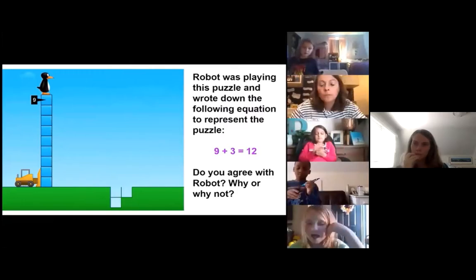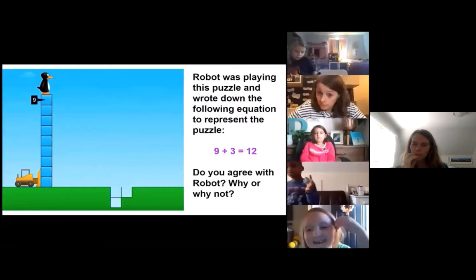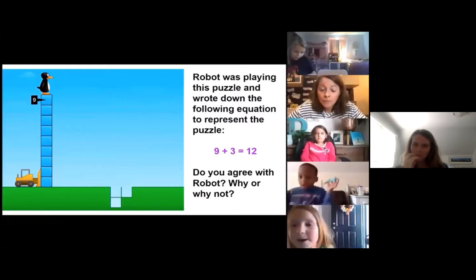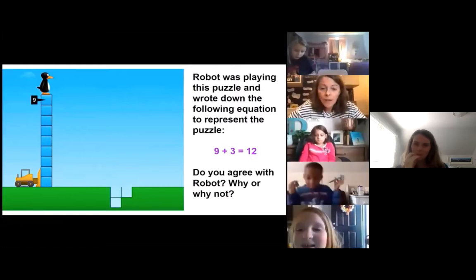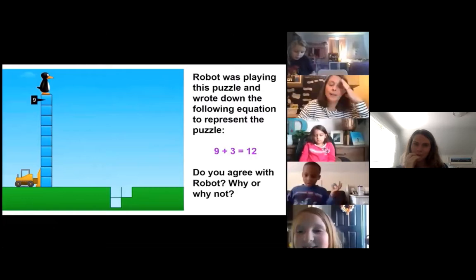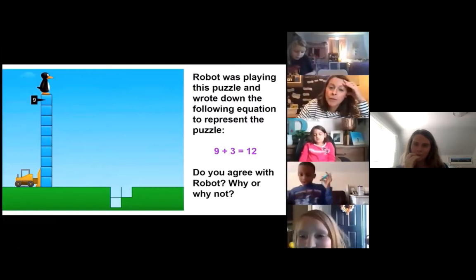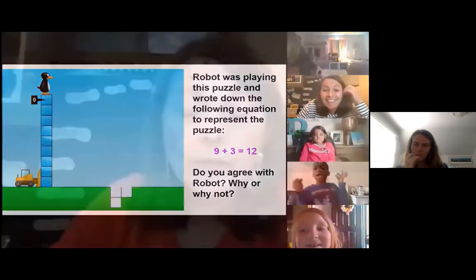Emily had 9 cookies. Yeah, and then what happened? Her mom decided to take away 3. Oh, man. Okay, and what would you be trying to find out then? How much she had left. Exactly.